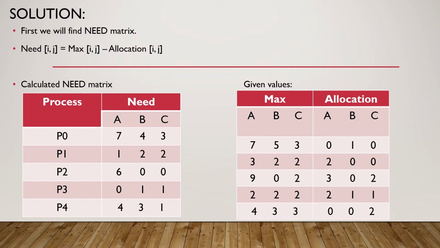So 7 minus 0. Max is 7, allocation is 0 for P0. So 7 minus 0 is 7. Then 5 minus 1 is 4 and 3 minus 0 is 3. So if you subtract the allocation from the max value, both of which are given, you will find how many resources are needed for that process for completion. So from max and allocation we will find the need matrix. So need is equal to max minus allocation.